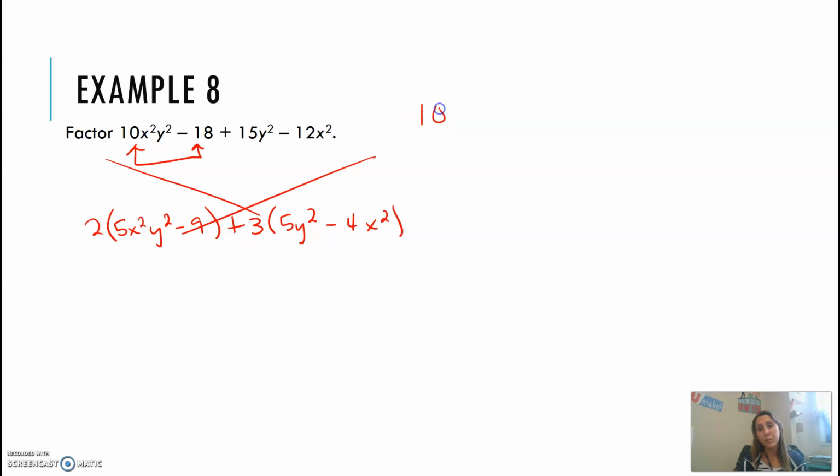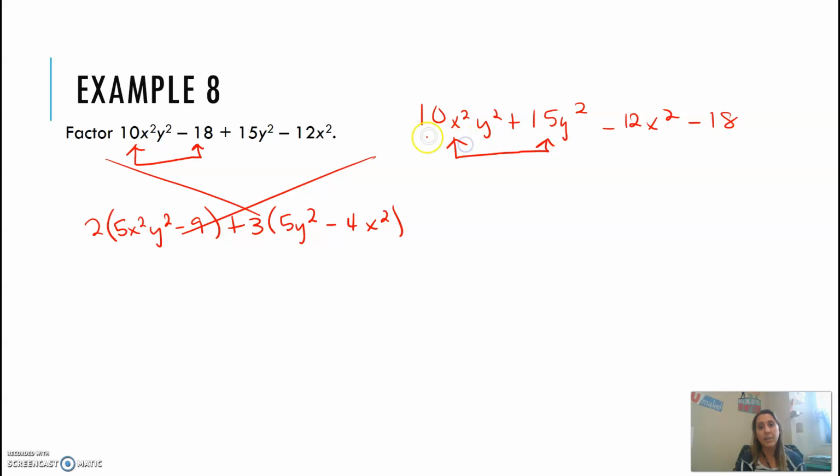So I'll write 10x squared y squared, and I'm going to put plus 15y squared and see if that helps me. And then I'm going to write this in standard form and do minus 12x squared, and then I'll put the negative 18 at the end. Since a constant, remember, is a number without a variable, I'm going to go ahead and put that at the end. All right, so let's see if this works better.